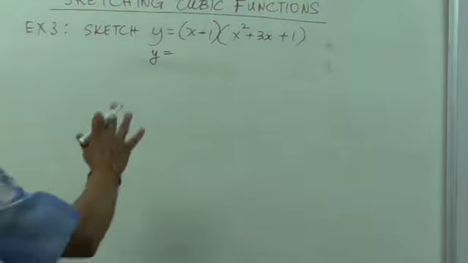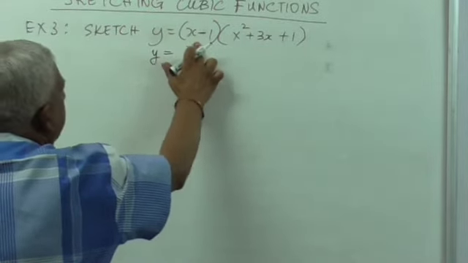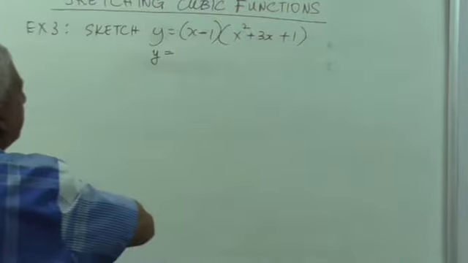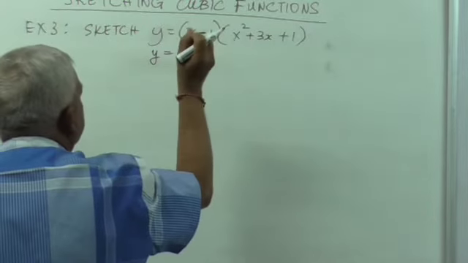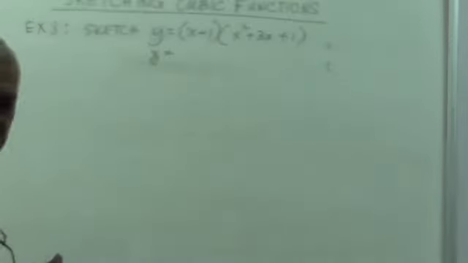Okay, welcome back. So when you look at this example, you can see already that x minus 1 is a factor. And you can see there's a quadratic that will not factorize. But we will need to derive this. So I have to multiply this out and get the final answer.